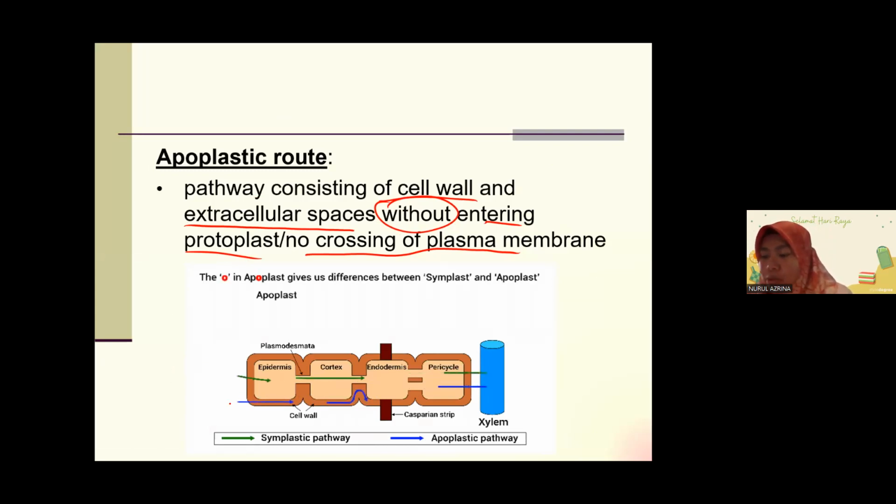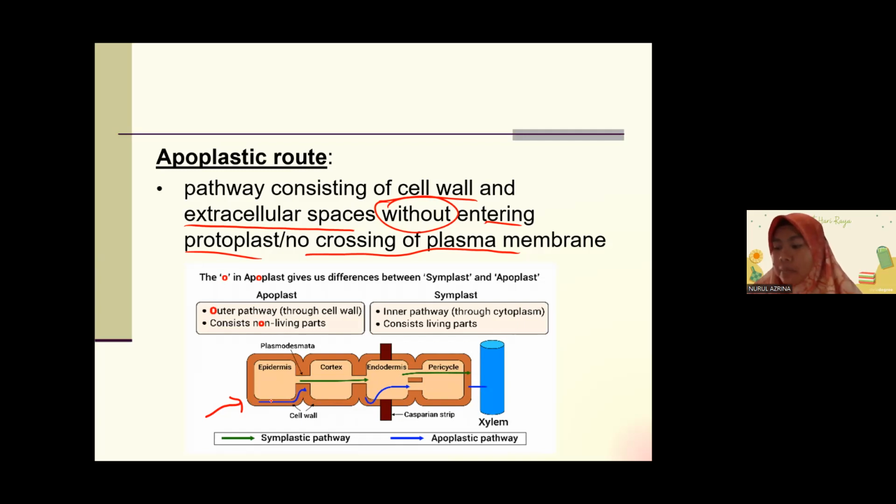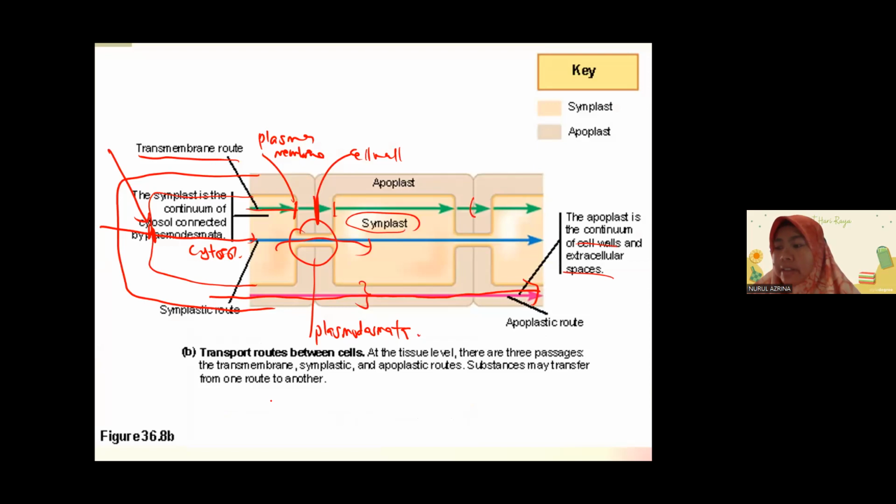All right, so you can see the blue color over here is the apoplastic route, and the green color is the symplastic route, where water and minerals move along the continuum of the cytosol with a minimum of one crossing of the plasma membrane. Whereby the blue color, you can see that water and minerals just travel along the cells through the cell wall and the extracellular space of the cell wall without crossing the plasma membrane. Okay, that is the three possible routes.